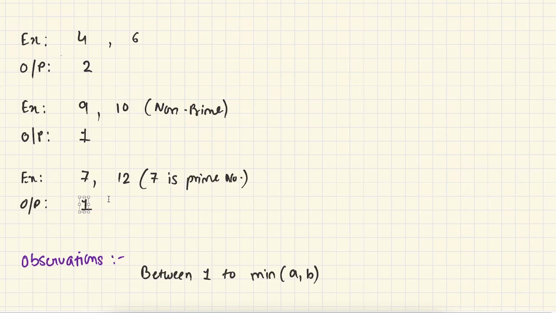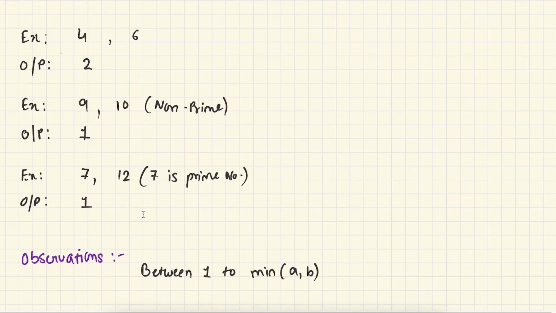Now here we have an observation to be made. You can see in all the GCDs, the GCD exists between 1 and less than or equal to the minimum of A and B, right? So here 2 is less than or equal to 4, here 1 is also less than or equal to 9, and here 1 is also less than or equal to 7, right? So it means our GCD of any numbers exists between 1 and the minimum of A and B. Let's use this idea and implement it in our code.